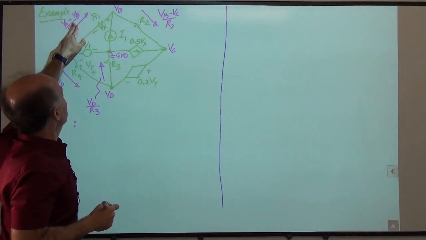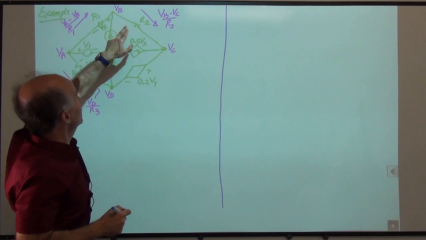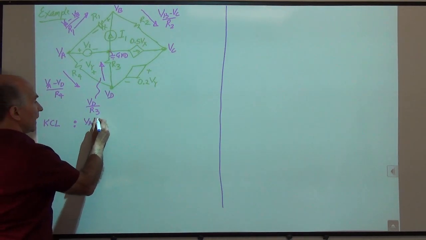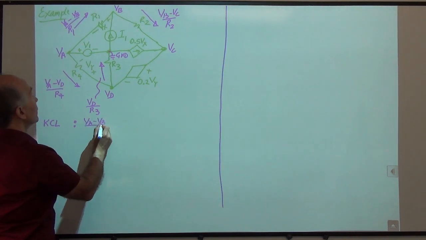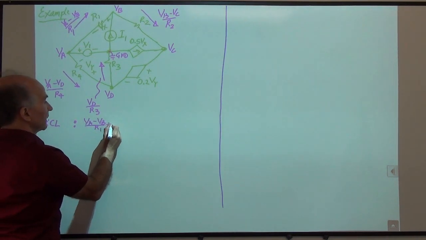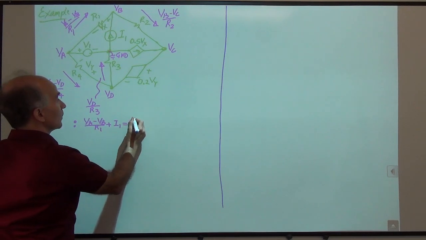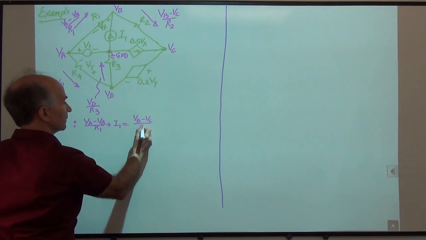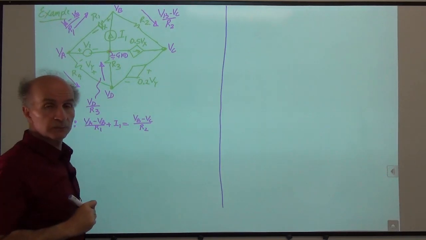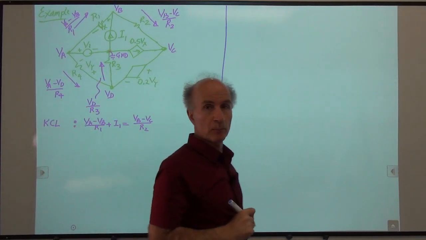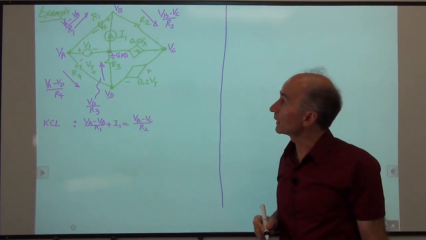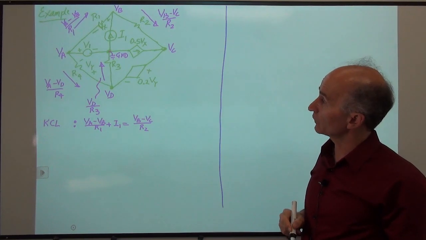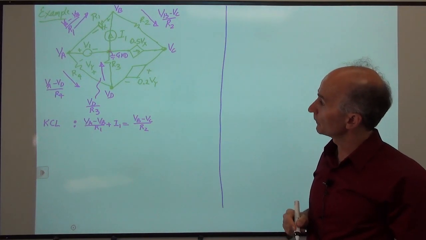We have this current entering, this current entering, this current leaving. So we say VA minus VB over R1 plus I1 is equal to VB minus VC over R2. That okay? So we have three currents and we added them up properly. That's the KCL at the top node of the circuit.